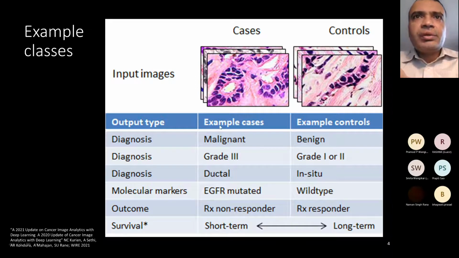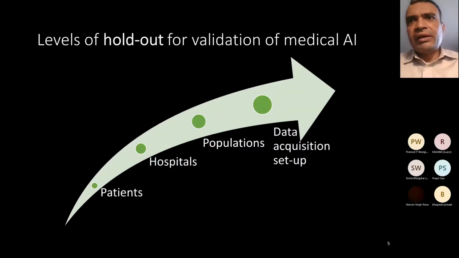So here you could classify between malignant, which is cancerous, versus benign, higher grade versus lower grade cancer, more dangerous cancer versus less dangerous cancer, cancers with certain mutations for which certain treatments are to be used versus those that don't have the mutation, and those that will respond to a particular treatment versus those that will not respond, etc. And then also predict survival. So this is roughly an increasing order of difficulty of problems. And when we develop these algorithms, they have to be tested on separate data so that we can see that they will work well in the real world.